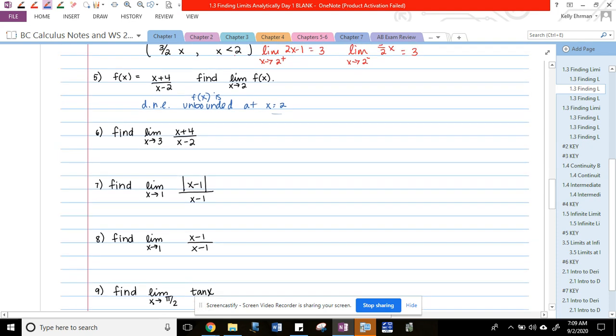What if we have the same function, but we're saying the limit as x approaches 3? Here, direct substitution does not fail, so we're not unbounded at 3. We plug in 3 and get 7 over 1, so that limit is 7.